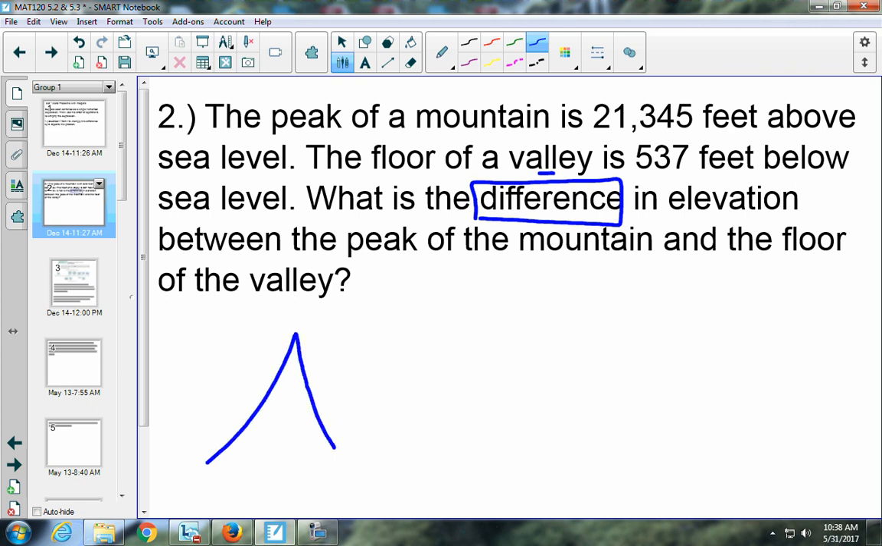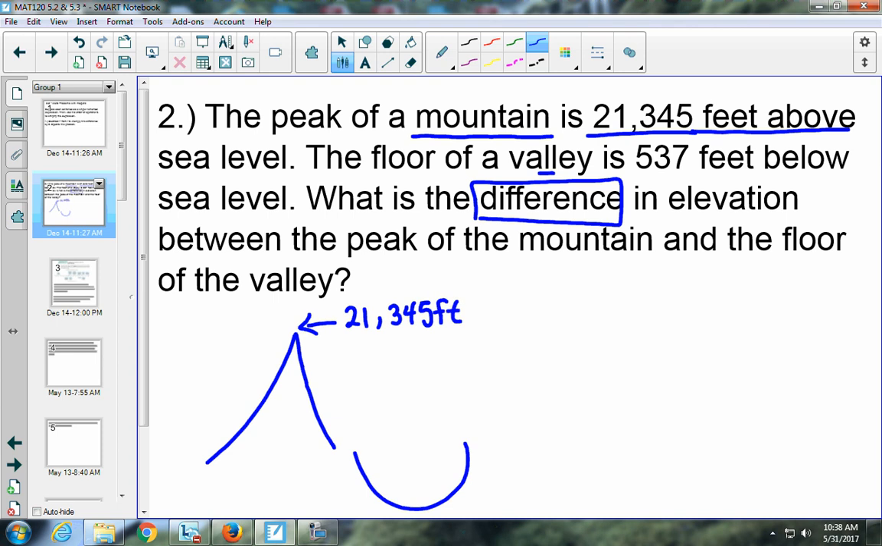They tell us that there's a mountain and a valley. And if I look for some information, they tell me that the peak of the mountain, so that's the very top of the mountain, is 21,345 feet above sea level. So we have 21,345 feet labeled on my mountain. And if it's above sea level, I need to kind of mark off sea level. And in these problems, sea level is always 0.